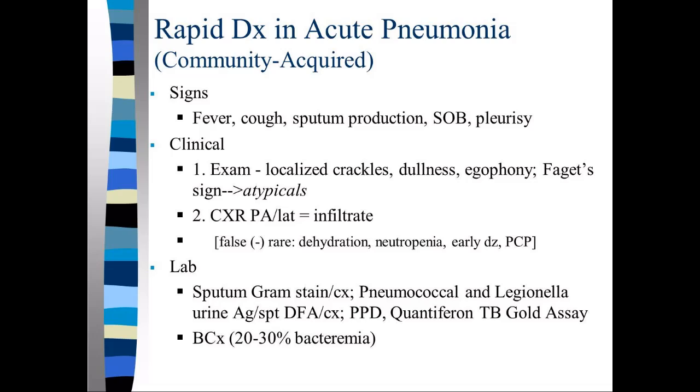First of all, patients with acute onset of community-acquired pneumonia have very characteristic signs. We know them intuitively. Fever, cough, sputum production, shortness of breath. We may see crackles localized on exam, dullness to percussion, egophony.